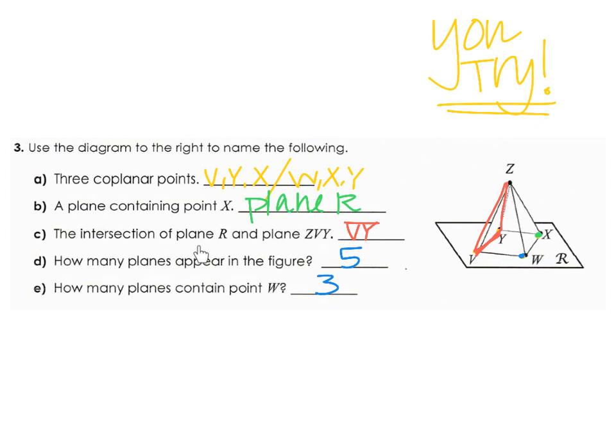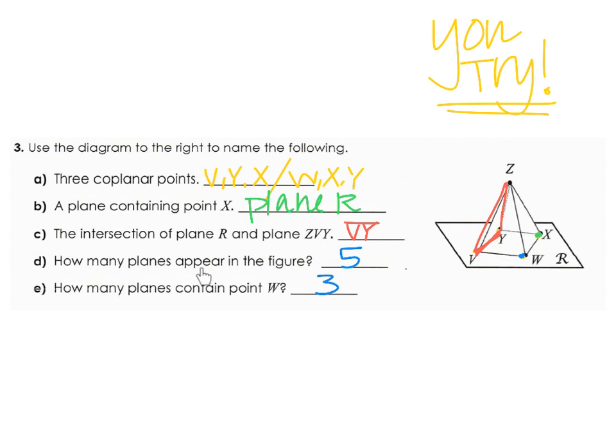Now the intersection of plane R and plane ZVY. ZVY is this triangle right here, the left face of the pyramid, and plane R is the floor. The intersection of 2 planes is always a line. So it's going to be line or line segment VY.